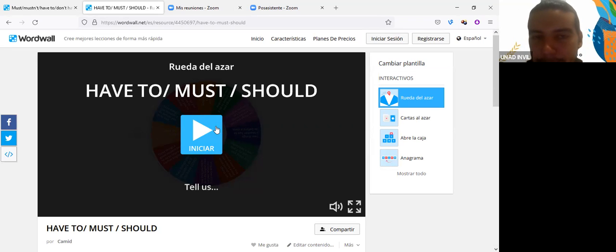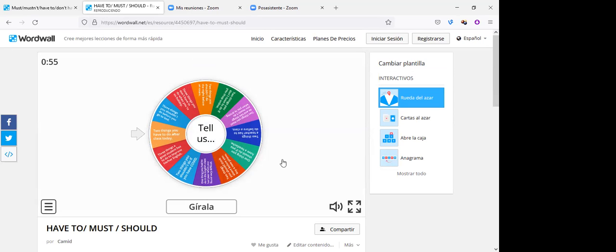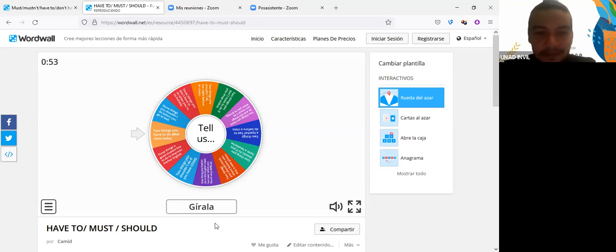Antes que nada, ¿sí se ve la ruleta en estos momentos? ¿Sí estoy en la pantalla correcta? Yes, teacher. Okay, listo. Entonces vamos a hacer este jueguito.